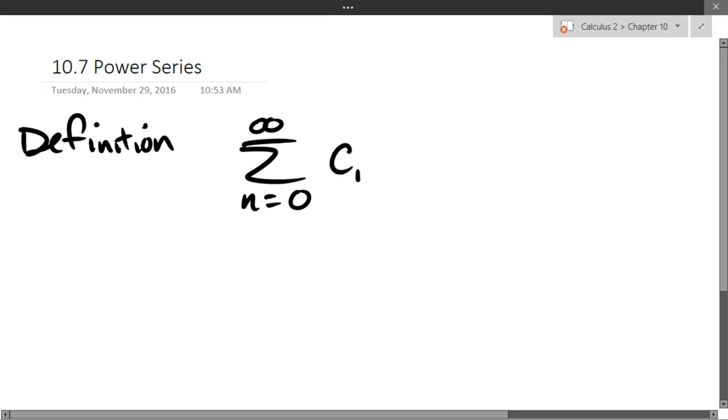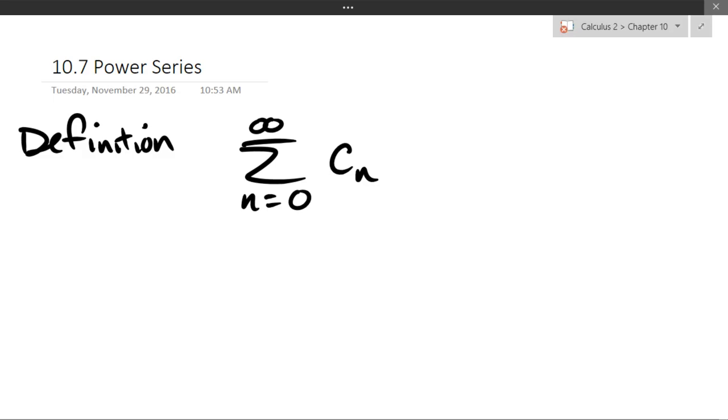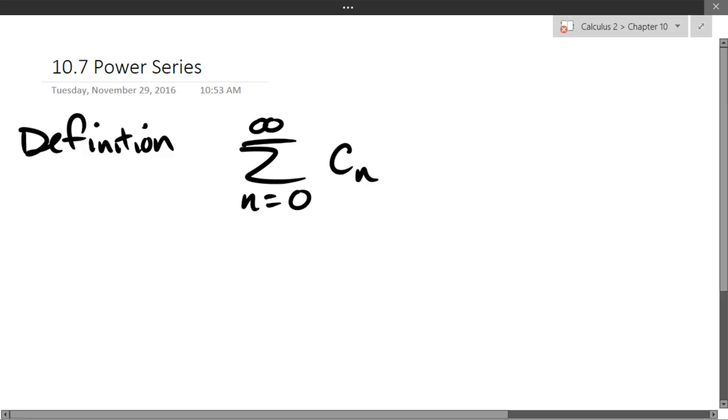So our regular series doesn't really matter where we start, but we're usually going to be starting at n equals 0. So a regular series looks like this, some term. We used a_n before, but for some reason your book, I believe, uses c_n here. It doesn't really matter. The only difference is you get an extra x to the n power.